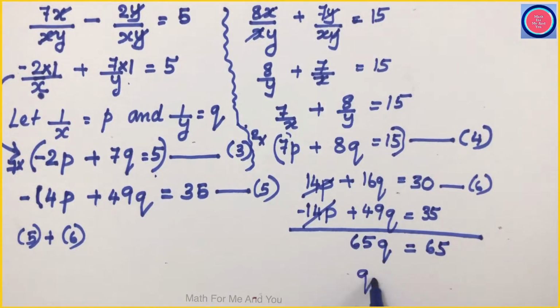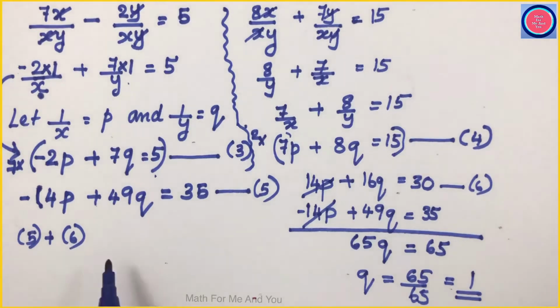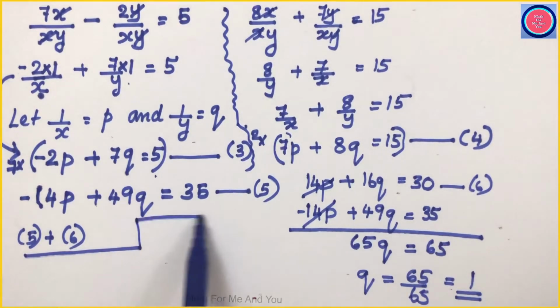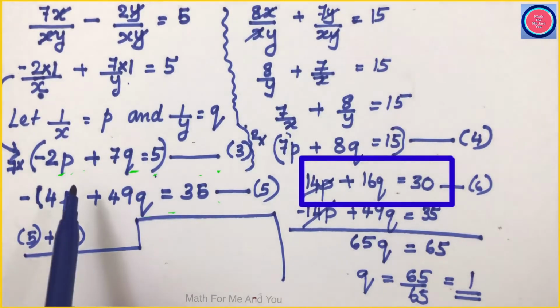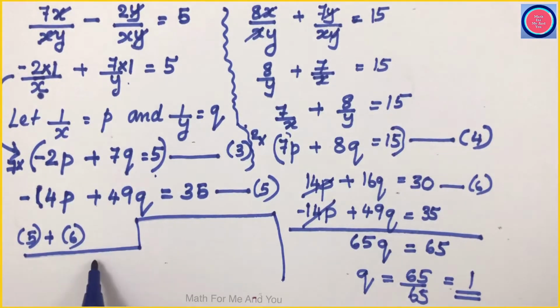65q equals 65. What is the value of q? 65 over 65. That is equal to 1. So the variable q, we got its value. Now we have to find the value of p. How can we find? We can substitute in any of the equations. Equation 3 or 4 or 5 or 6. It's up to you. I'm going to substitute in equation number 3.